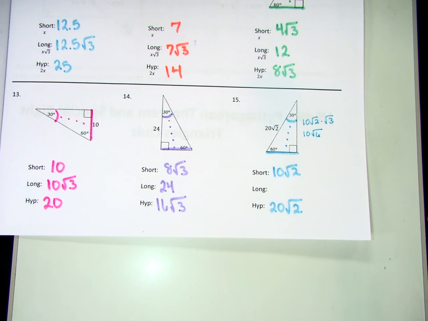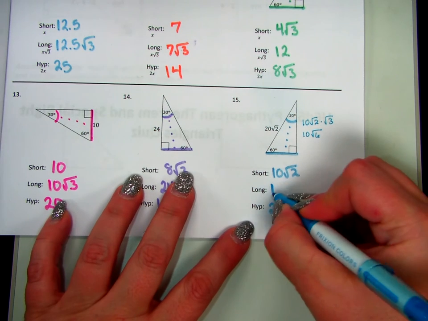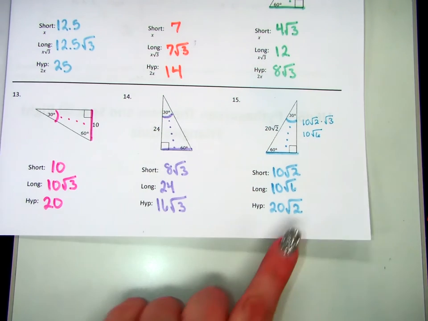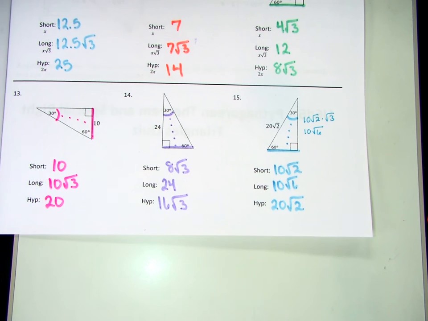Which there's no perfect square that goes into 6. Right? My perfect squares are 4, 9, 16, 25, 36, 49. Right? There's no perfect square that goes into 6. So that means that is as reduced as it gets. 10 square root of 6. You don't see this sort of thing very often. Those of you who are here can look up on the board and see an example of when you might see something like this.